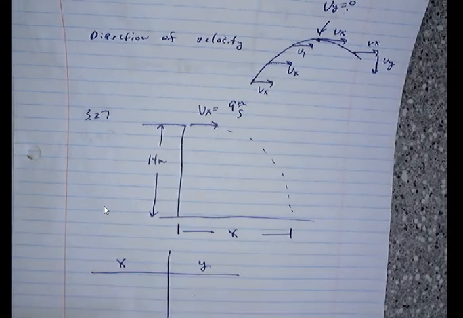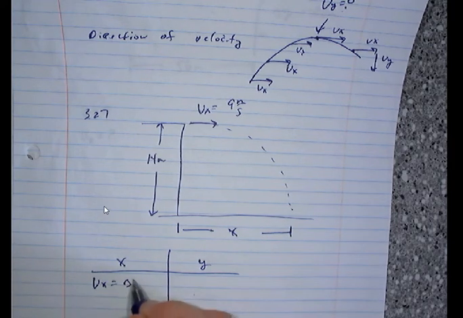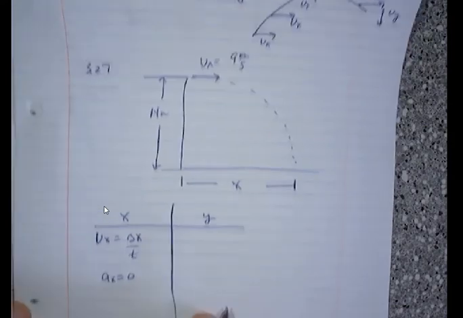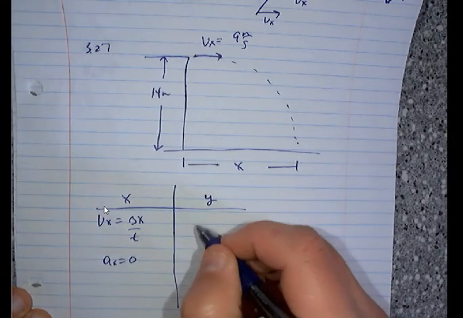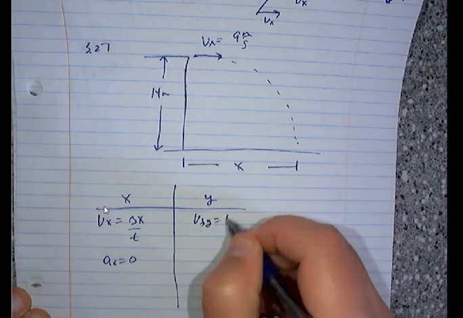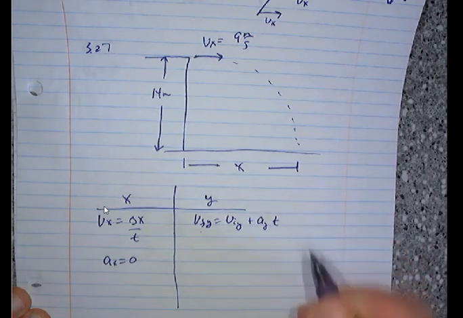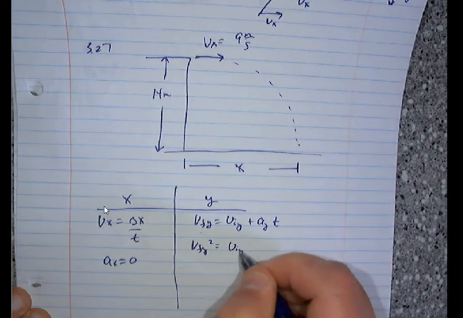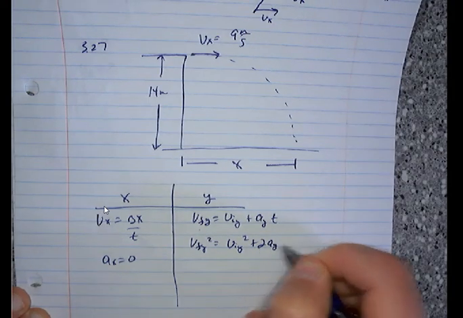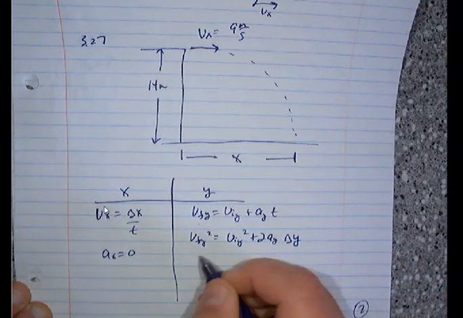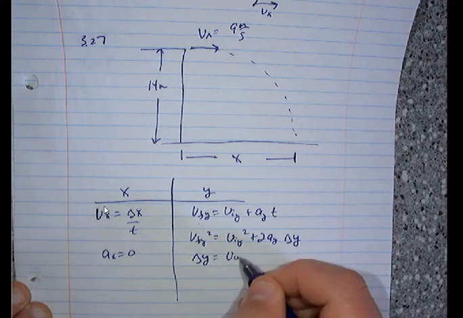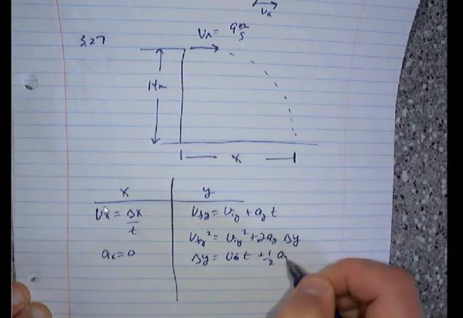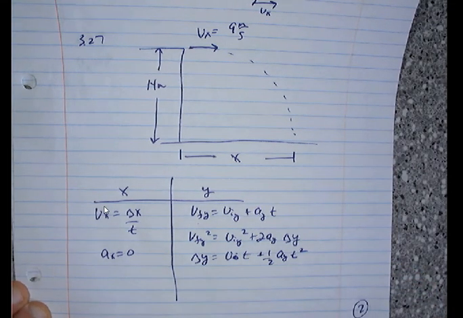From the x direction, we can't really get too much. X velocity, x distance divided by time. That's all we have. The acceleration in the x direction is 0. Now in the y direction, we have all of the kinematics equations. There's the first one. I just wrote it in terms of y. Velocity final squared is equal to velocity initial squared plus 2 acceleration in the y times delta y. And finally, delta y equals initial velocity times time plus 1/2 acceleration in the y, t squared.